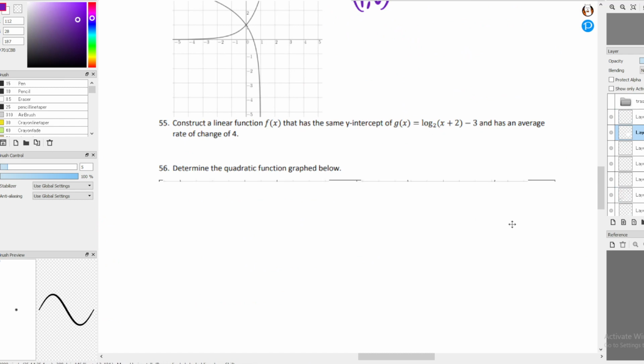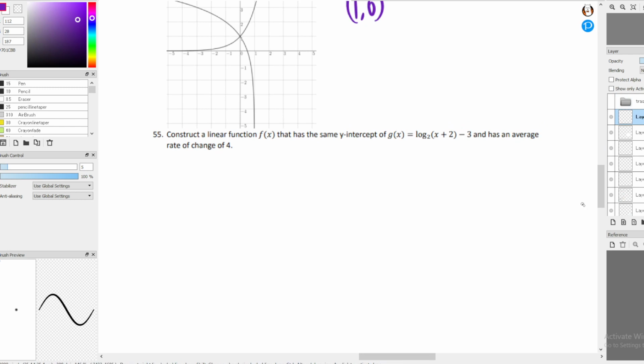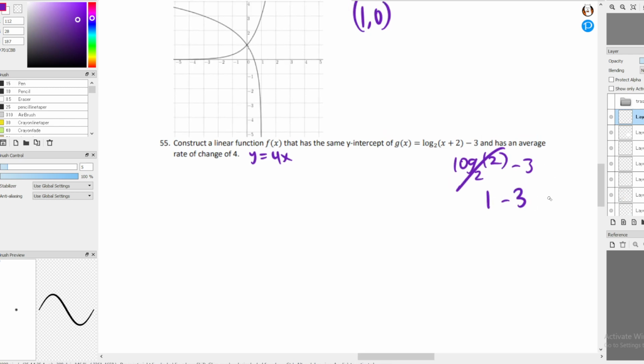Next, we have 55, which says construct a linear function that has the same y-intercept of the logarithm function that it gives, and it has an average rate of change of 4. So we know right off the bat we're going to have something like y equals 4x plus b. We need to find the y-intercept of our logarithm function first, though, and we set x equal to 0 because we're finding the y-intercept. So log base 2 of (0 plus 2) is log base 2 of 2, minus 3. Log base 2 of 2 turns into 1. 1 minus 3 is equal to negative 2.